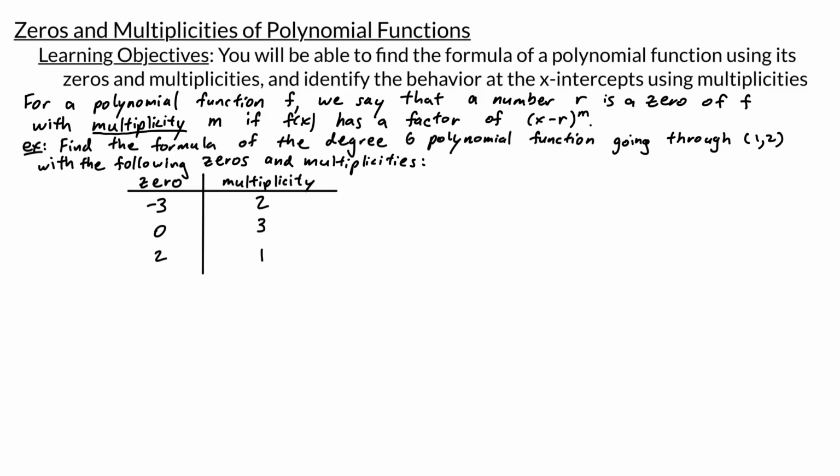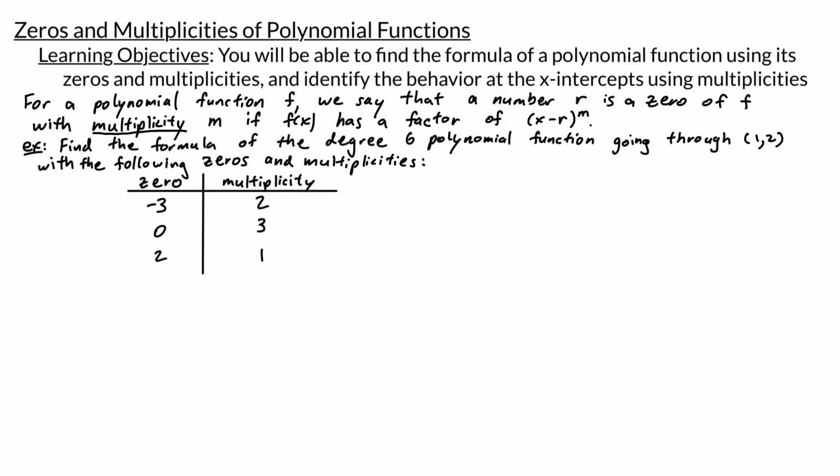In this example, we want to find the formula for a degree 6 polynomial that goes through the point 1, 2 with the following zeros and multiplicities. We see that negative 3 is a zero of our function with multiplicity 2, 0 is a zero of our function with multiplicity 3, and then 2 is a zero of our function with multiplicity 1. Let's first talk about what factors our polynomial will have.